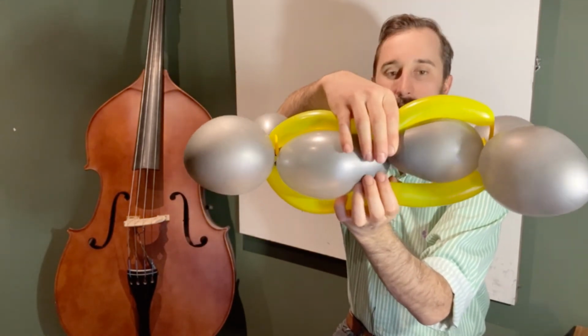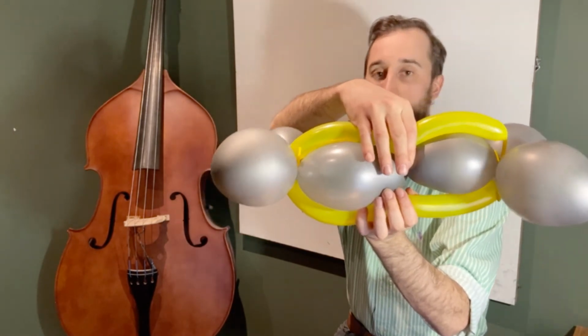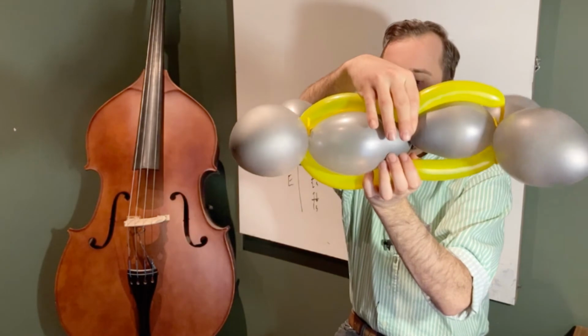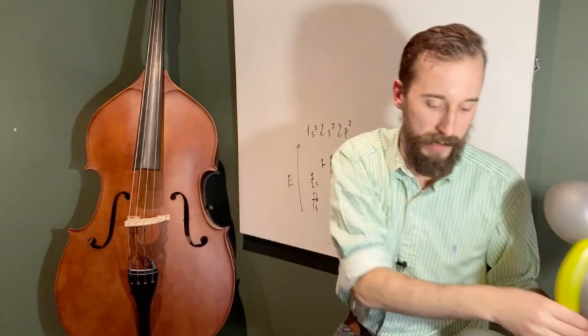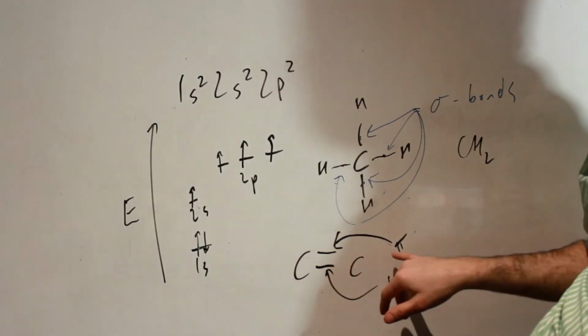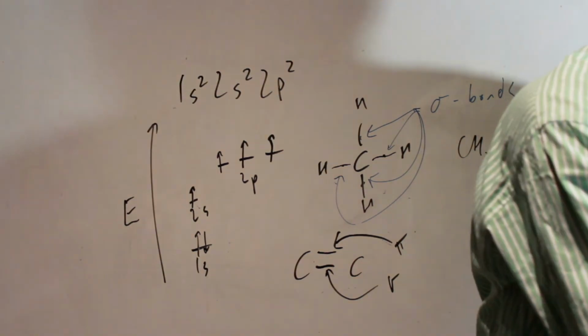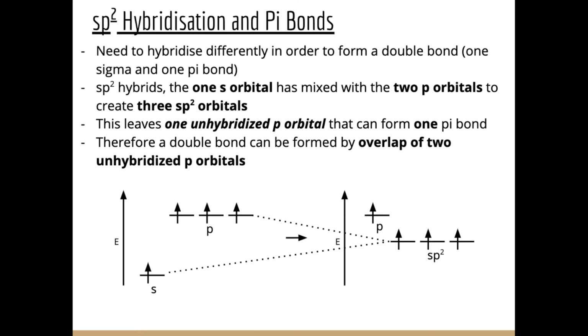Now the pi bond, as in the two yellow balloons, is not in line with the nucleus. It's above the nucleus and below the nucleus. So that's why it's called a pi bond. Sigma bonds between my gray balloons are in line. Pi bonds with my yellow balloons are not in line. So we draw that very simply over here with our second bond being our pi bond. Right, so we can form a double bond with sp2 hybridization because this unhybridized p orbital can overlap with another unhybridized p orbital because all the electron clouds sort of line up with each other.